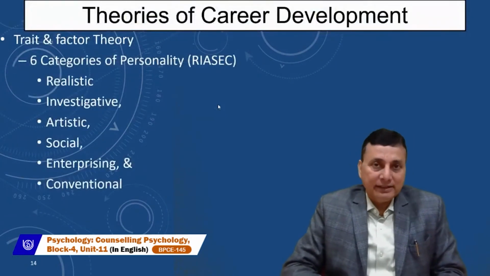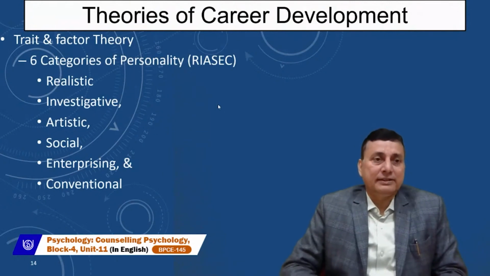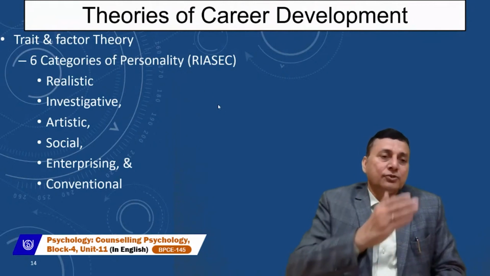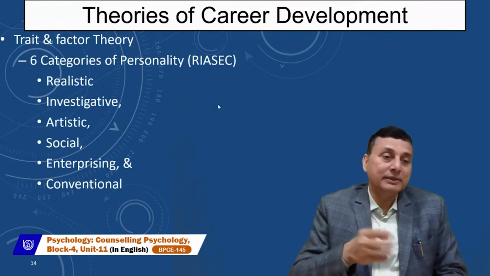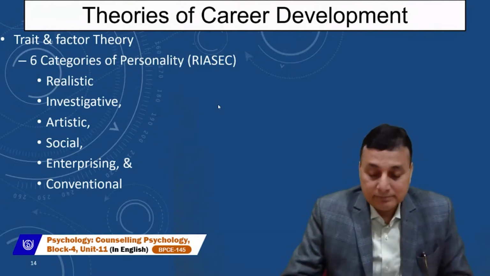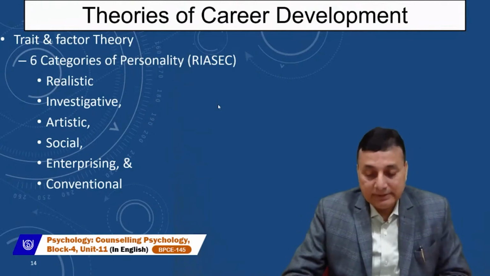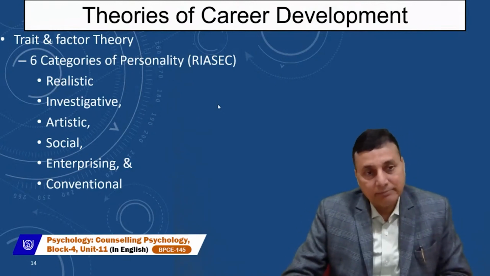Let us see the theories of career counseling. There is the trait and factor theory, with six categories of personality. They have talked about realistic, investigative, artistic, social, enterprising, and conventional. According to this personality type, the particular career can be decided by mutual discussion between the counselor, the student, and parents.